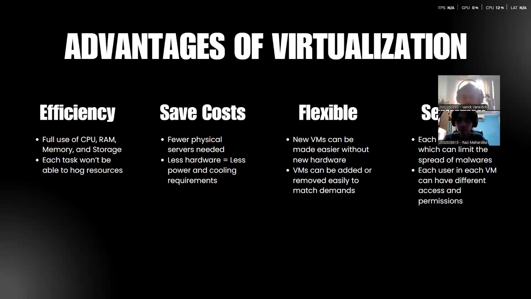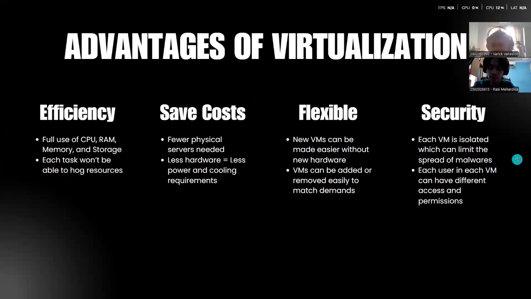Fourth, we have security. By using virtualization, we can actually help with our own security because each VM is isolated from the others, which can limit the spread of malware or any other issues or configurations that can exist in one particular VM. Also, each user that's using a VM can be given different types of access and permissions depending on what is necessary, which means we can provide access control.